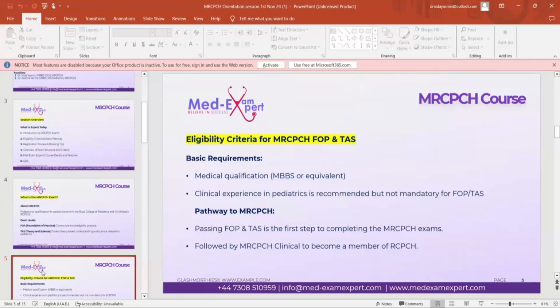But I recommend that if you are a beginner, it's very good to go ahead with foundation of practice and theory and science. After that, you have to give the clinical exam.